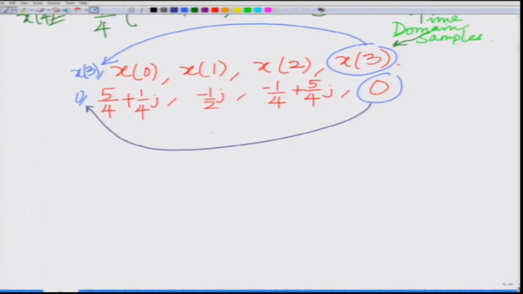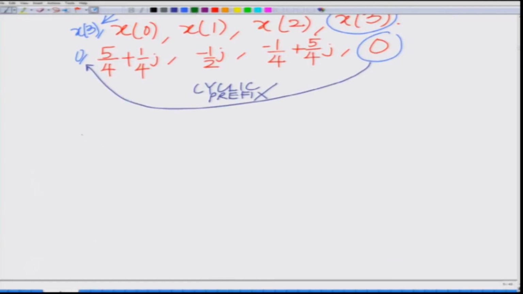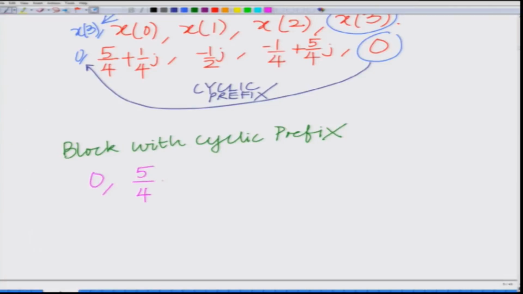This is what we said is the cyclic prefix. So, the block of transmitted samples over the channel with cyclic prefix, and this is important to remember, is the block with the cyclic prefix. Let me write it down very carefully. This is 0, 5/4 + 1/4 j, -1/2 j, -1/4 + 5/4 j, 0. This is the block of samples.